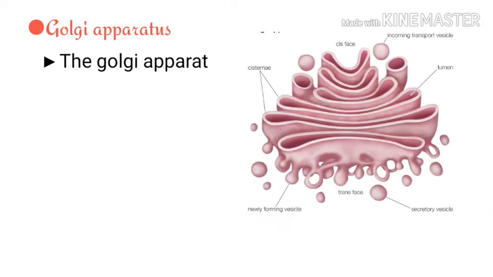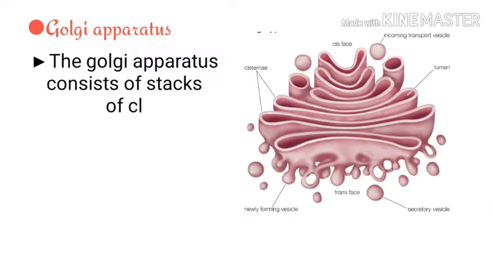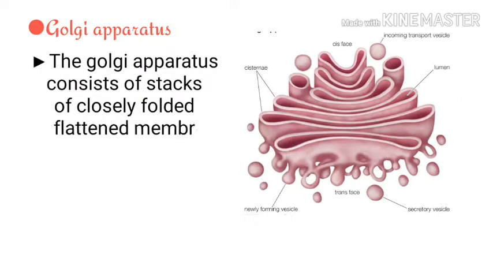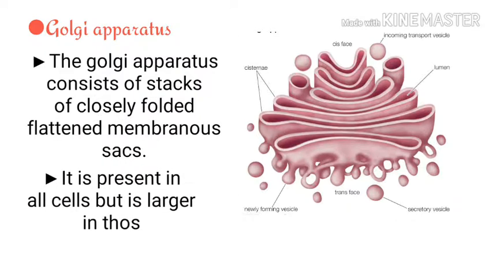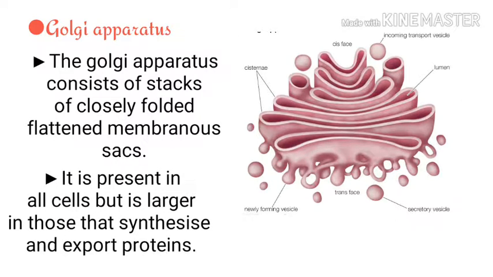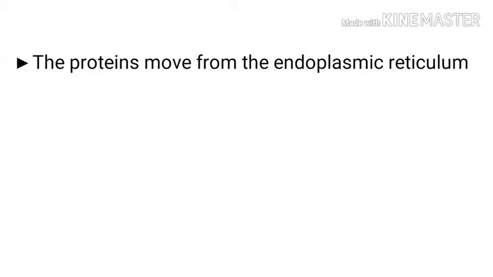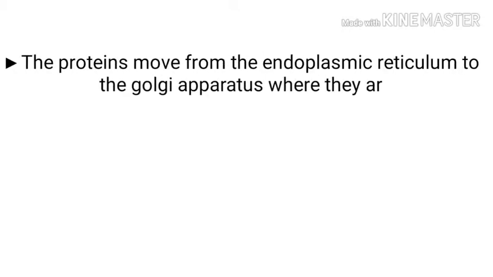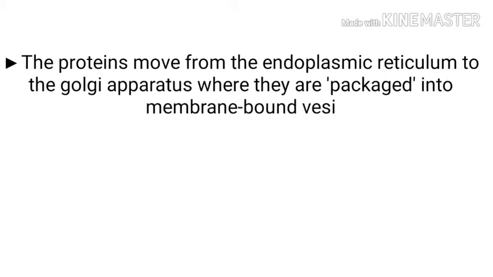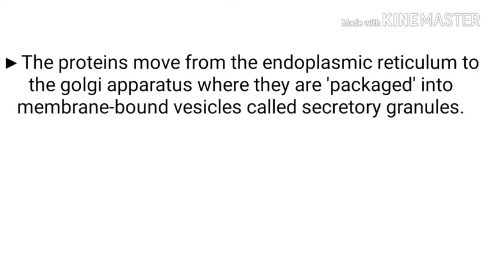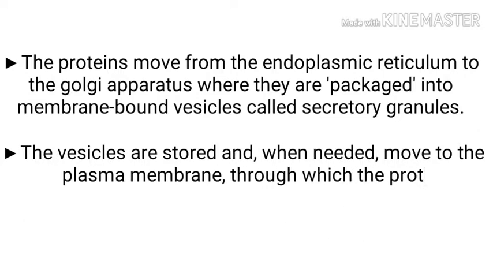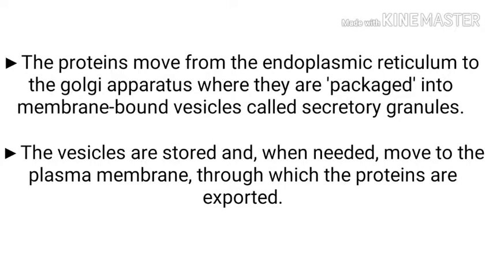Golgi apparatus. The Golgi apparatus consists of stacks of closely folded flattened membranous sacs. It is present in all cells but is larger in those that synthesize and export proteins. The proteins move from the endoplasmic reticulum to the Golgi apparatus, where they are packaged into membrane-bound vesicles called secretory granules. The vesicles are stored and, when needed, moved to the plasma membrane, through which the proteins are exported.